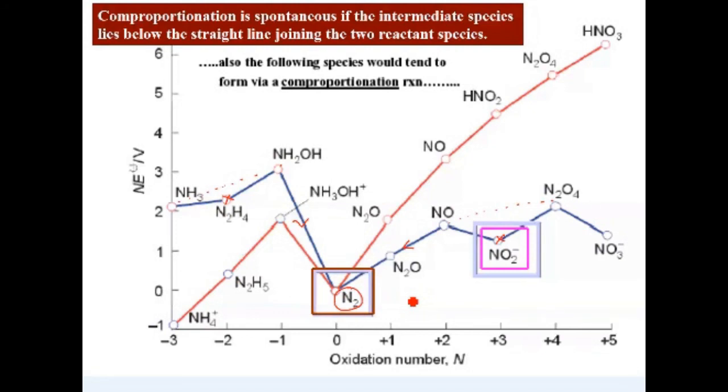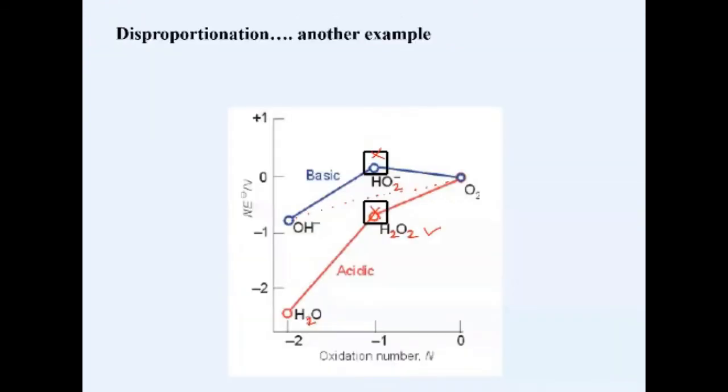I just marked it. Comproportionation, you tell now. Comproportionation: NO. NO is comproportionated. This disproportionation is only what I told. Now when I was spelling out disproportionation, I told this. Sorry, this is wrong actually. Comproportionation means this species and this species will form NO. Comproportionation, disproportionation, what is the difference? Sorry, you see the disproportionation. I will show you.